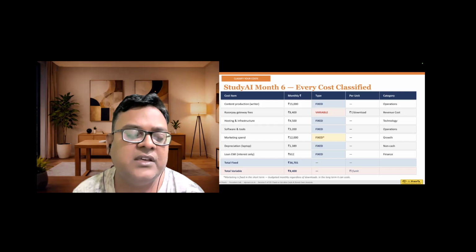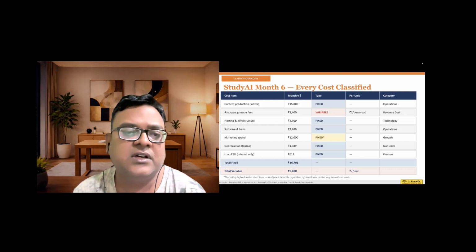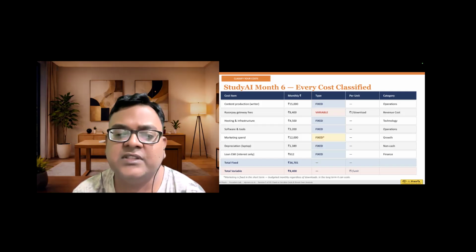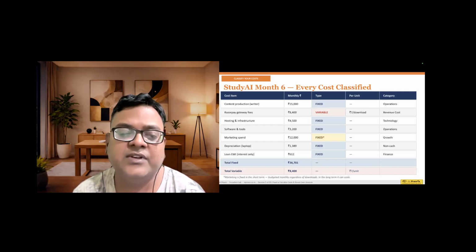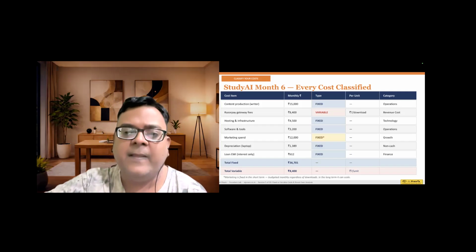Then loan EMI and interest. Why have we mentioned interest? Because we are talking about the P&L in this case. So this is 612 rupees. This is also fixed. So this is finance. So what is the total fixed if you look at? It is 36,701. And there's only one variable, which is 8,400. Okay.